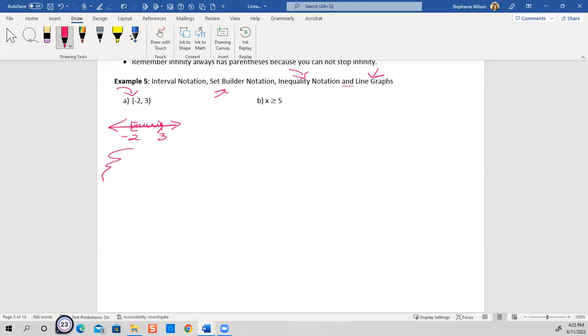So when I write my set builder, I've got the set that builds on X, where -2 is less than or equal to X, where X is less than 3. There's my set builder notation. Well, that tells me what my inequality notation is, right? We got that down. We got our number line drawn, so we are good.